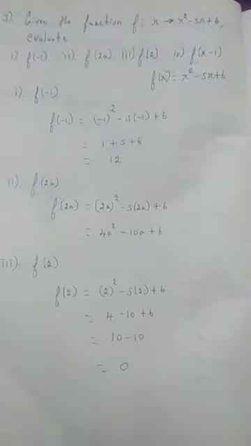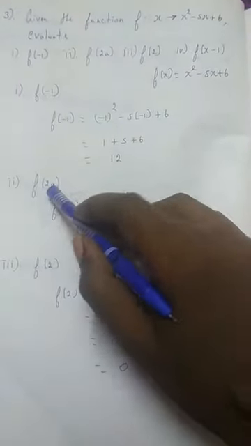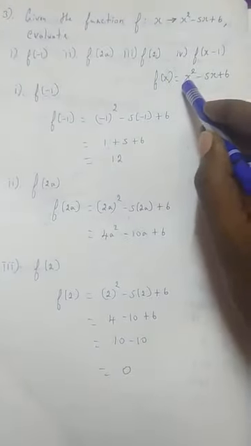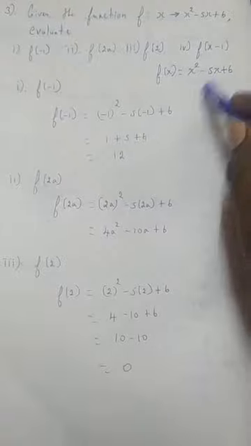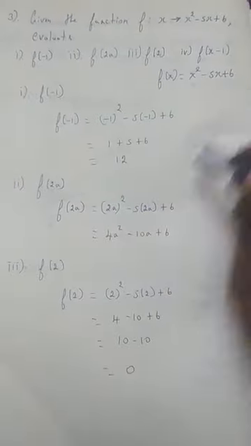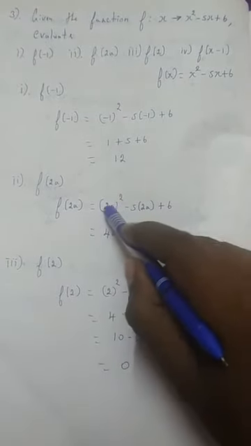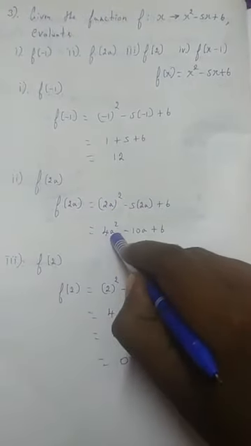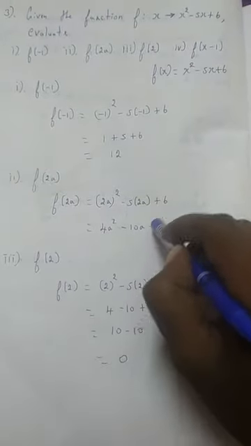f of 2a. So f of minus 1 means we have to substitute minus 1 in the place of x. Same way, f of 2a means we have to substitute 2a in the place of x. Right? So 2a in the place of x. So here we have x square. Therefore 2a whole square. Minus 5. Here we have x. So in the place of x I have to substitute 2a. Plus 6. So 2a whole square, which means this square is common for both these values. So 2 square, 2 into 2, 4. a square is a square. Minus 5 into 2a. Minus 5 into 2a is minus 10a plus 6.